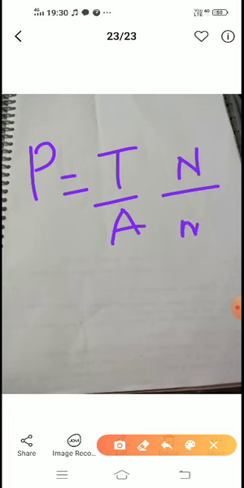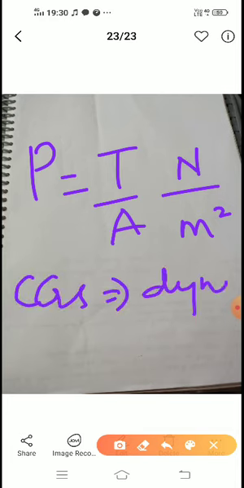So come back to the SI units. Pressure is equal to thrust acting on a unit area. What is the SI unit of thrust? Newton. What is the SI unit of area? Meter square. Therefore Newton by meter square. Or else we can also use one more unit which is called pascal. And the CGS unit is dyne by centimeter square.